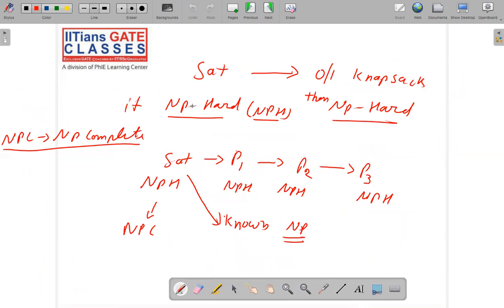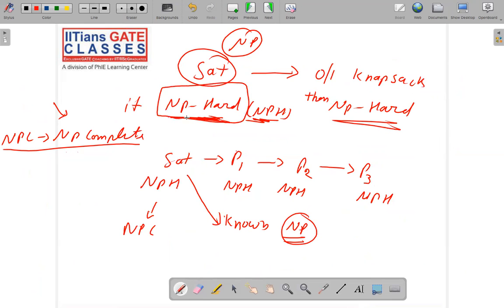Now, it is known that the SAT problem is NP hard and NP complete. Sorry, the SAT problem is known to be NP hard as well as NP, non-deterministic polynomial. It is non-deterministic polynomial, and it is also NP hard. The SAT problem is NP hard, and it can also be solved non-deterministic polynomially. There is a very huge theorem, or proof, for why the SAT problem is non-deterministic polynomial and why it is NP hard.